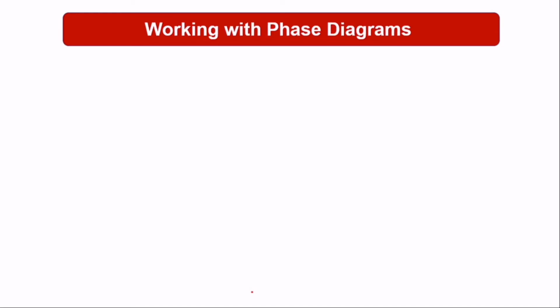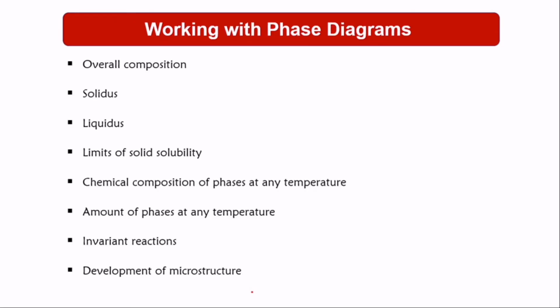Let's leave that. So now we're going to look at working with phase diagrams. So with working with phase diagrams, what do you need to know? We need to know the overall composition, the solidus, the liquidus, limits of solubility, chemical composition of phases at any temperature given, amount of phases, invariant reactions, development of microstructure. All this we are going to get through. Yes, but I think that one will be in lecture 3. We'll cover up to this side for lecture 2, and lecture 3 will continue. So with this, it's a nice course. You understand. So let's get going.